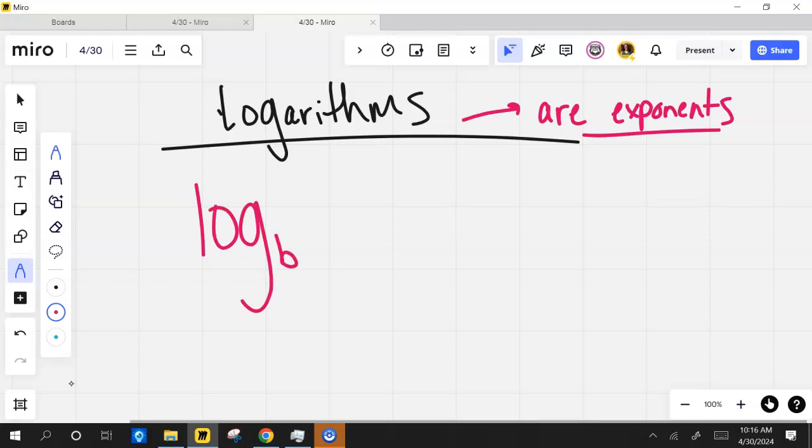Log base B of A. All right. This is read log base B of A. Okay. This number is written as a subscript right down below, so be careful how you write it. And the A is written kind of on the same level as the log.